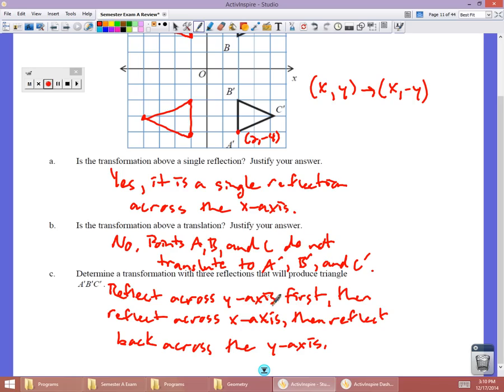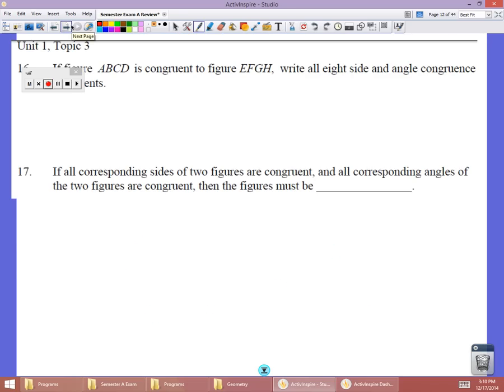Okay, moving on to the next problem. Problem number 16 says if figure ABCD is congruent to figure EFGH, write all 8 side and angle congruent statements. Okay, I think it helps to draw a picture here. ABCD has 4 letters, so that's going to make it a 4-sided figure or a quadrilateral. So we're going to draw any type of quadrilateral here. Since it's congruent, we want to draw a congruent quadrilateral over here.